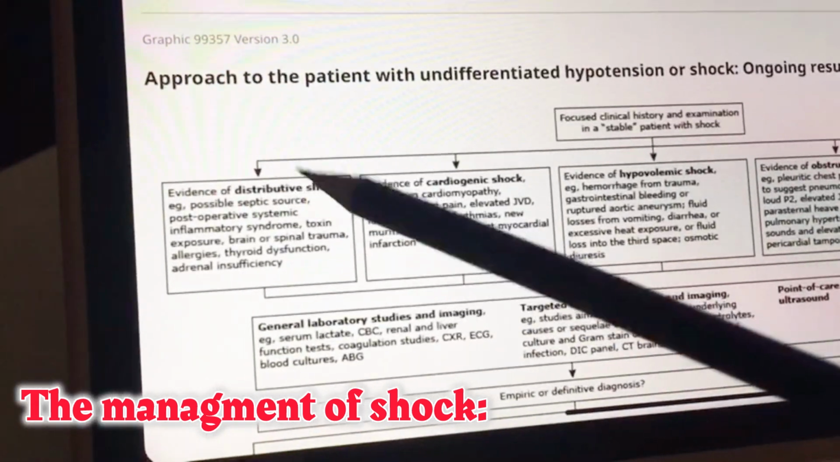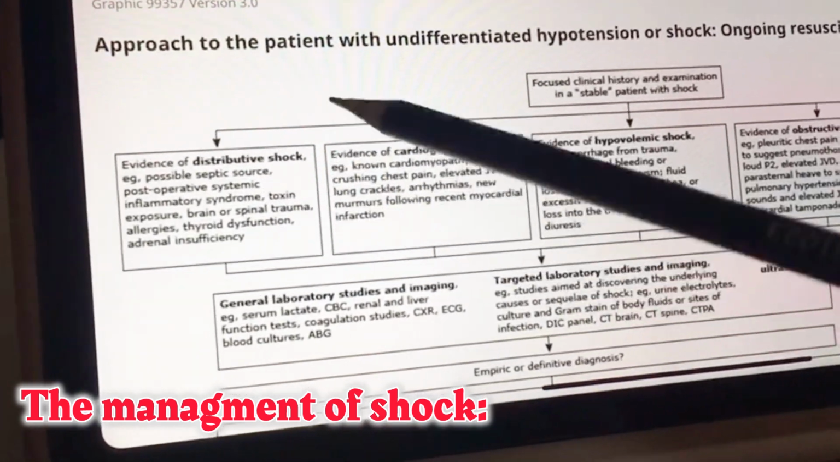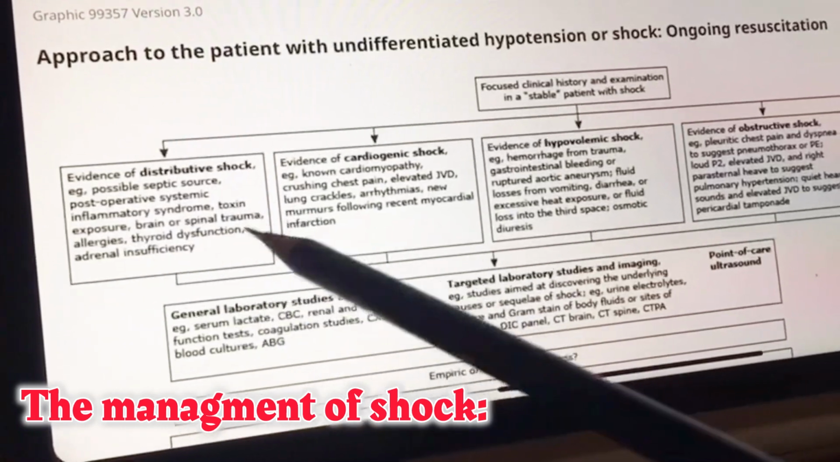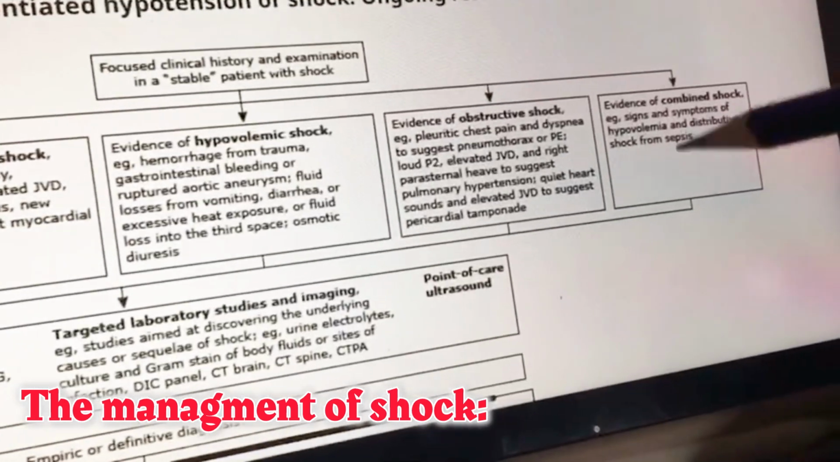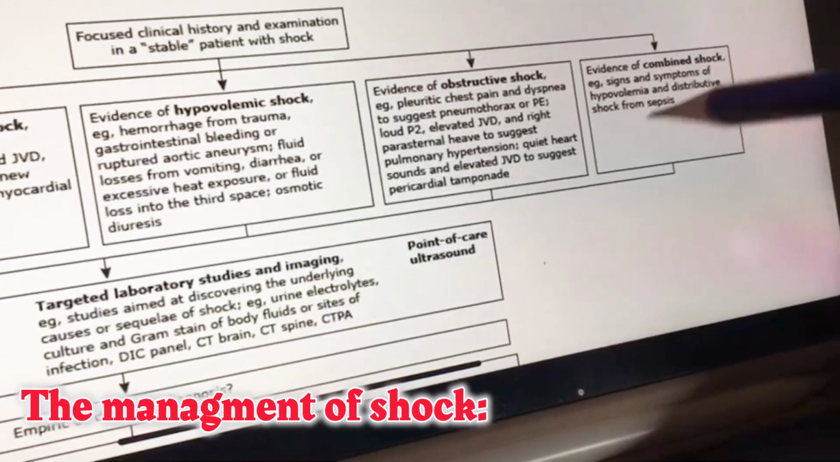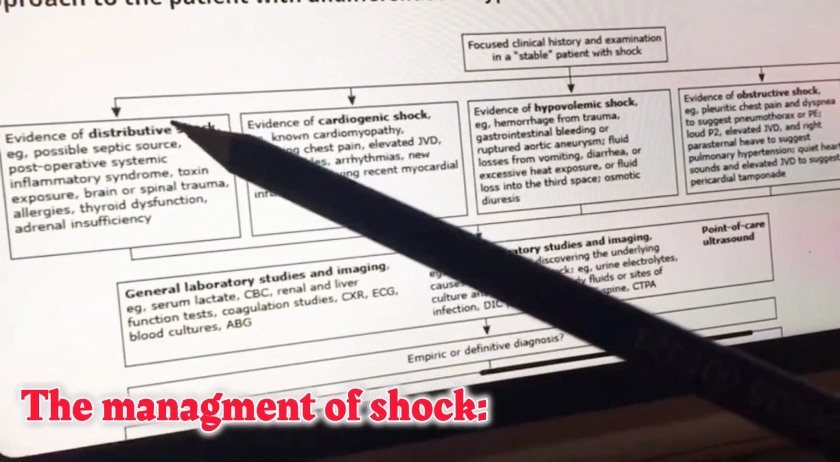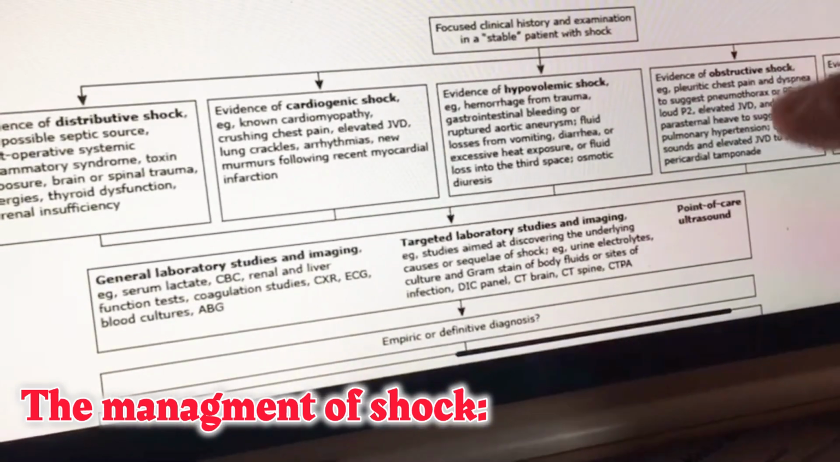As for distributive shock, we look for any possible septic source, such as a patient who may come with a fever, or signs and symptoms of allergy, so it can be an anaphylactic shock. And the patient might have a combined shock, with signs and symptoms of hypovolemia as well as distributive shock. The distributive shock here means the vasodilatory shock, which might be septic, anaphylactic, or neurogenic.